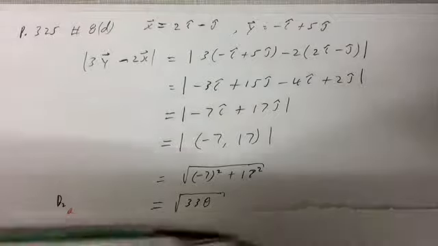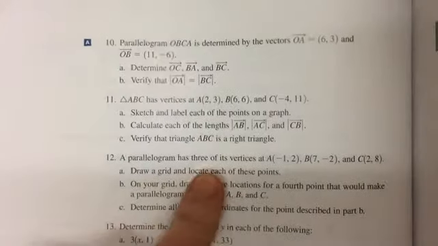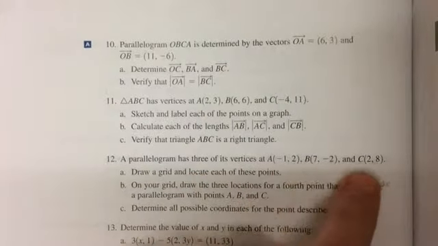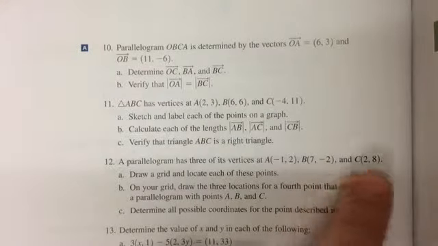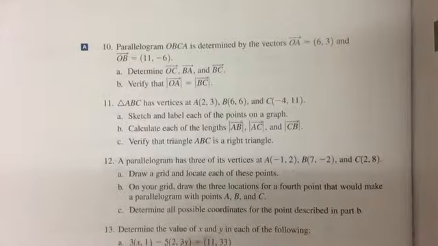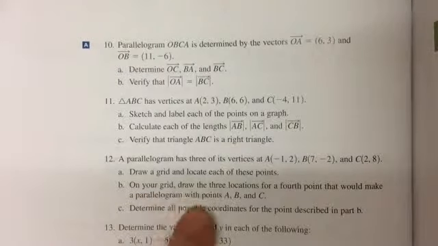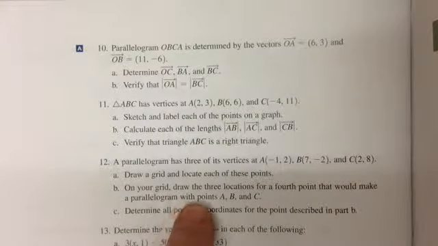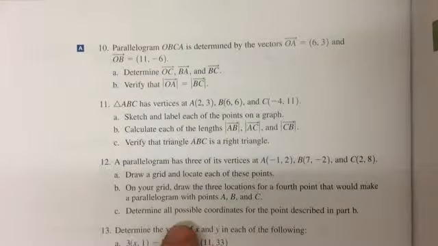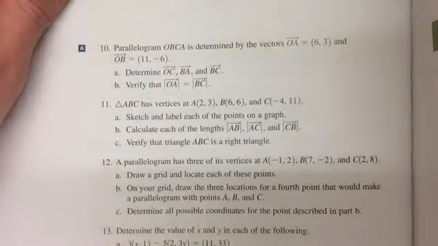asks, right here, number 12, a parallelogram has 3 of its vertices at A, B, and C. A is negative 1, 2, B is 7, negative 2, and C is 2, 8. You want to plot those. It says draw a grid and locate each of these points. On your grid, draw the 3 locations for a 4th point that would make a parallelogram with points A, B, and C. And C is determine all possible coordinates for the point described in part B. So the 3 different points.